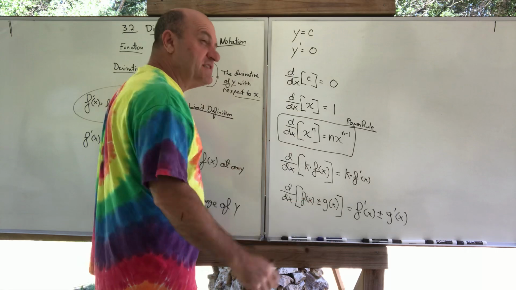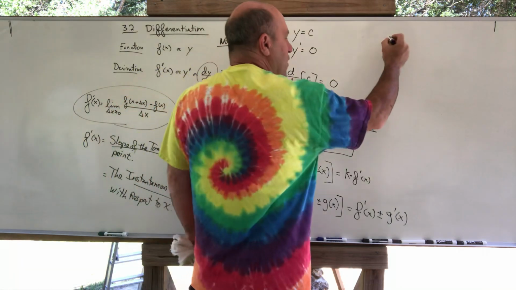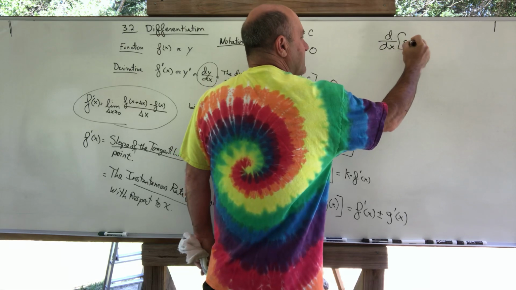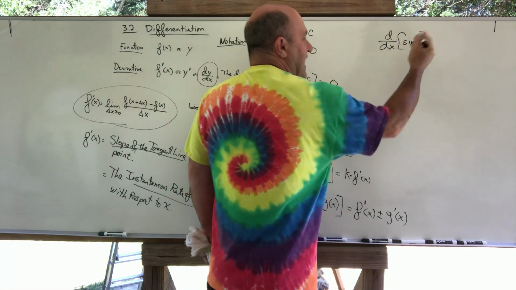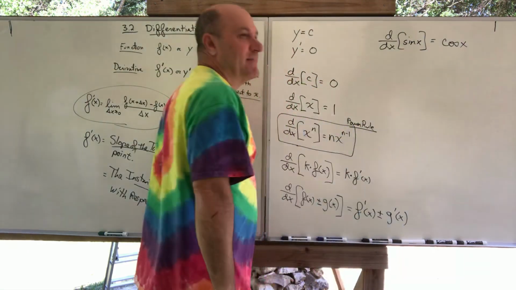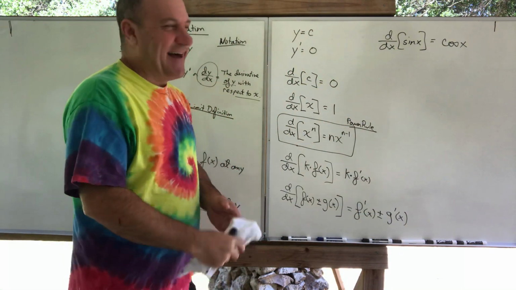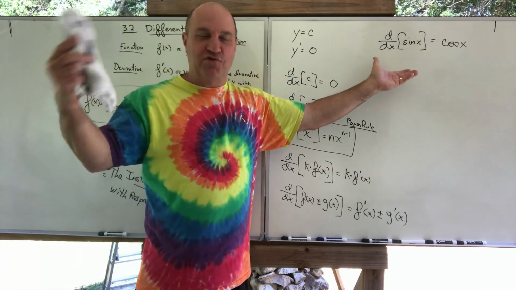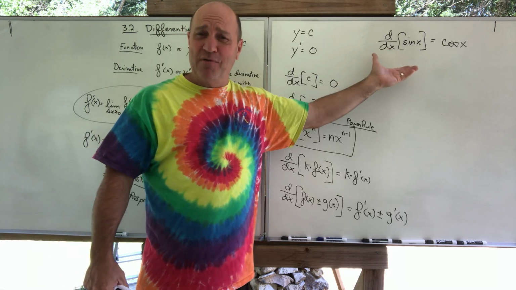Let me spit out a few more. Since I'm in section 3.2, I think they go ahead and tell you this rule, the derivative of the sine function. So the derivative of sine x, and guess what? The answer is cosine x. That's kind of hard to prove. Right now I'm telling you these rules, and you should just say, okay, thank you, I'll believe these rules.